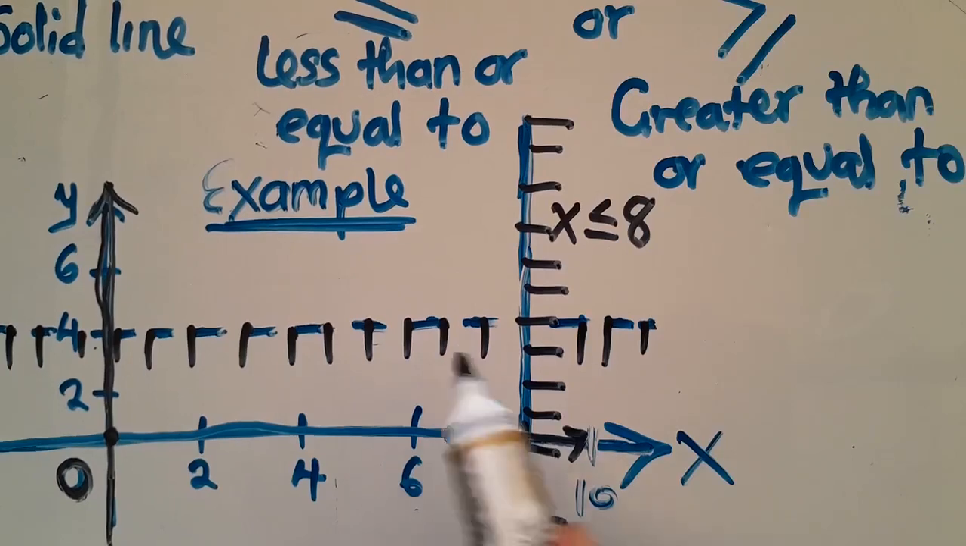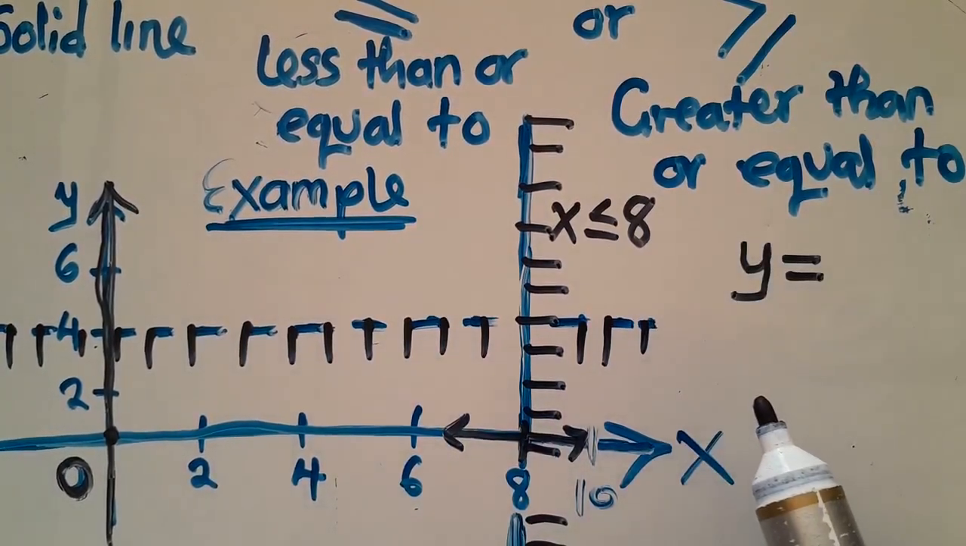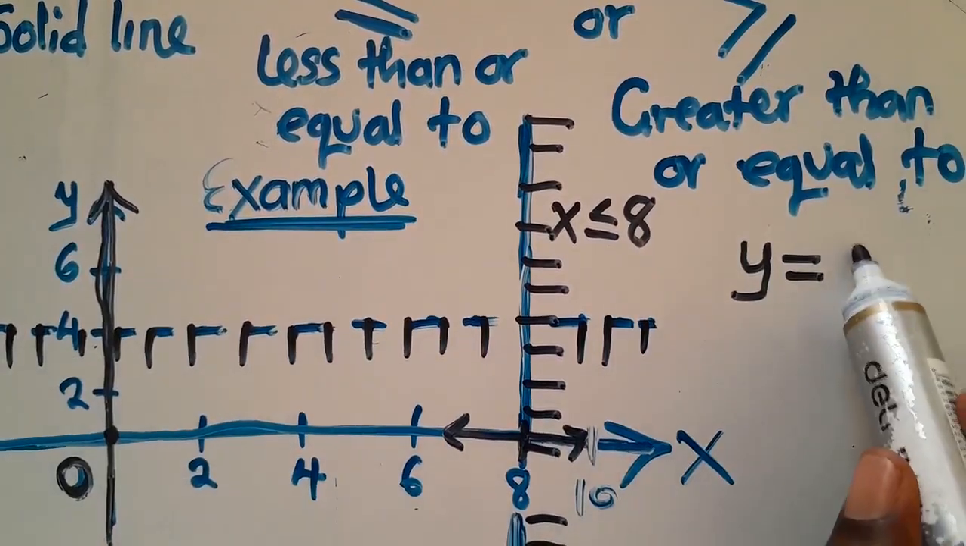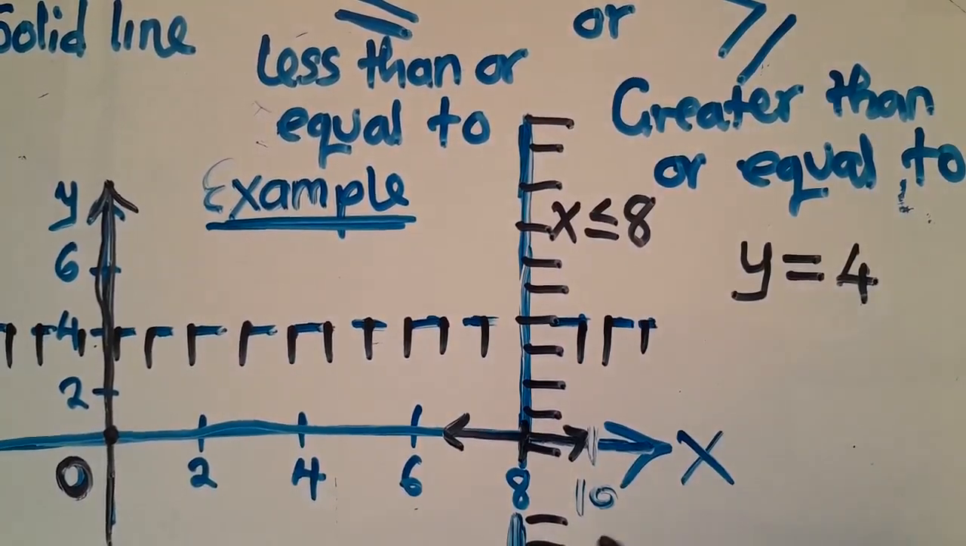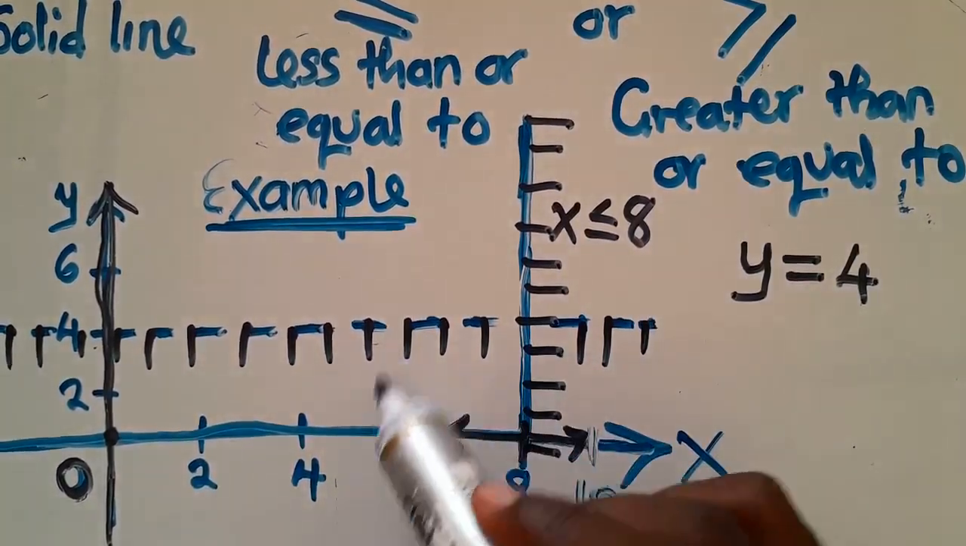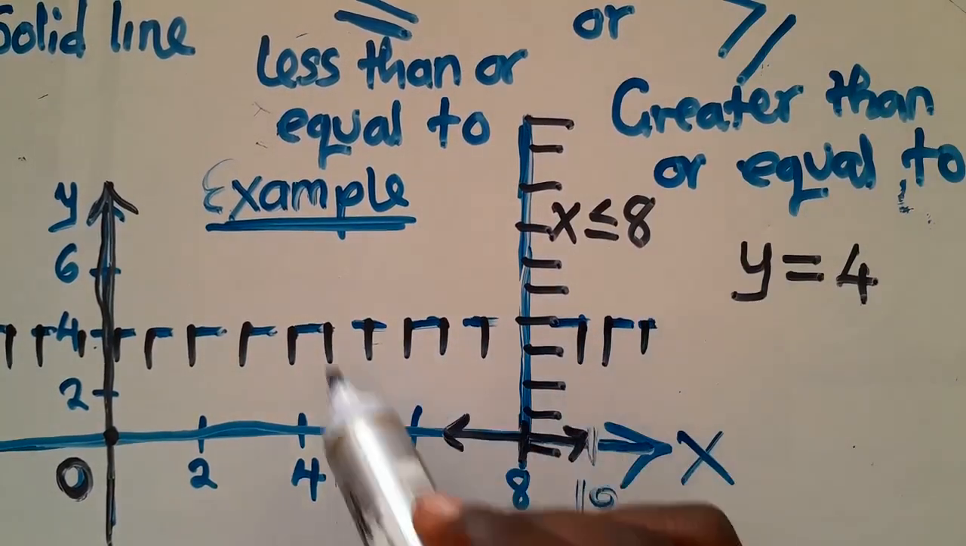So this line is cutting the y-axis. So I'll say y is equal to, where is it cutting the y-axis? At 4. So y is equal to 4. Then which part have they shaded? They have shaded the down part. Have you seen the part which they have shaded? This is the down part they have shaded.